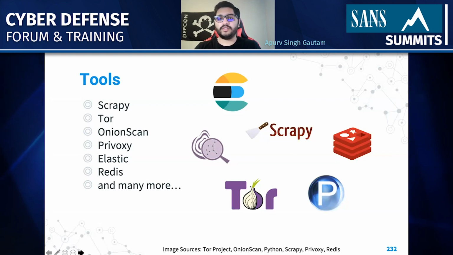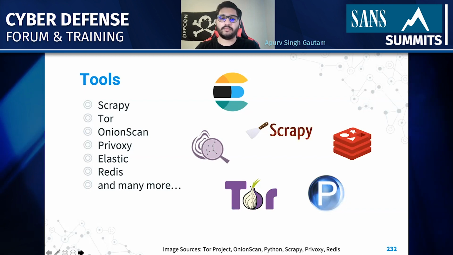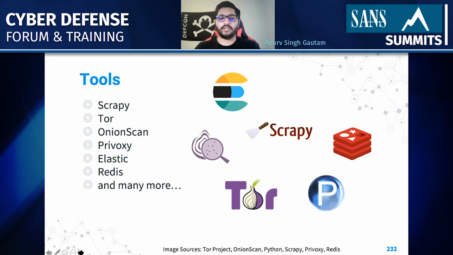Then Elastic. Obviously you need some kind of database. The suggested one is Elasticsearch because it has Kibana support and the search capability is really easy. It's really easy to search in Kibana rather than using any other database. And Redis here. Redis is basically an in-memory database that's used for cache purposes. We will talk about why using Redis is important here to automate things.